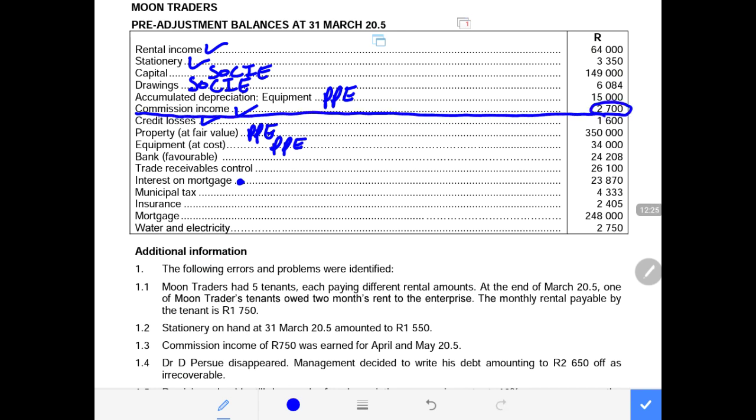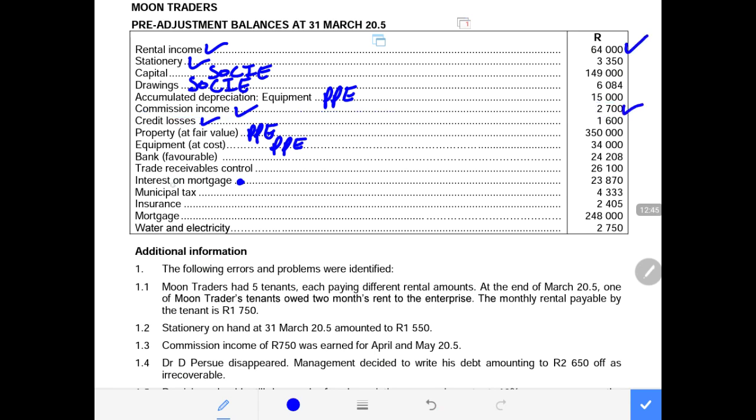But the question is, were we supposed to receive this amount for the full year? The answer will come from the adjustments, if there is an adjustment. If there is no adjustment, that means this income is what you're supposed to have received, and also this income is what you're supposed to have received.